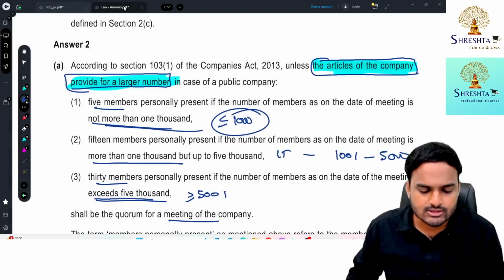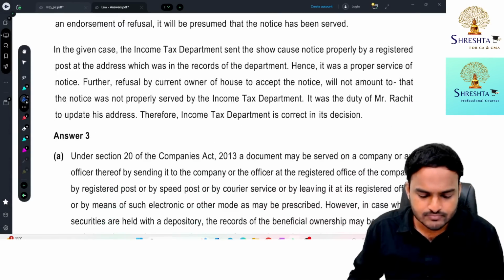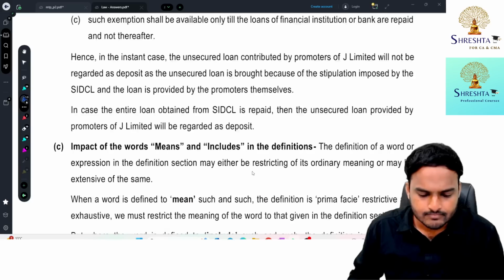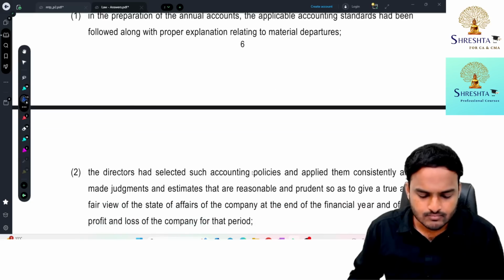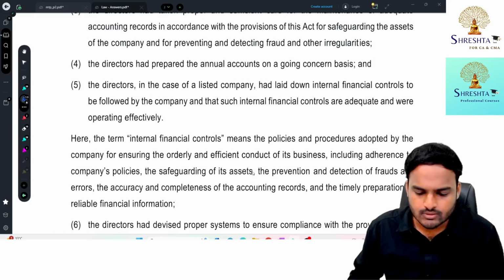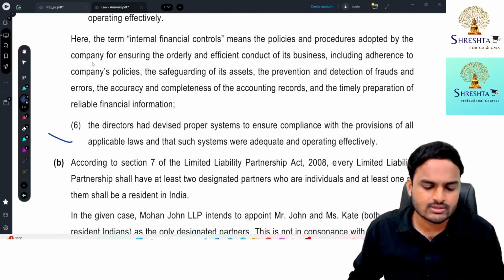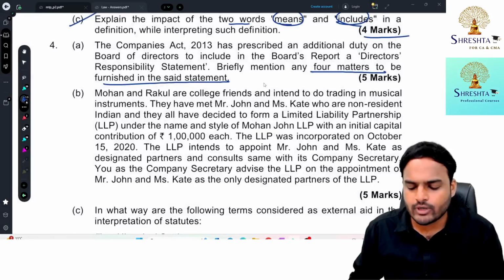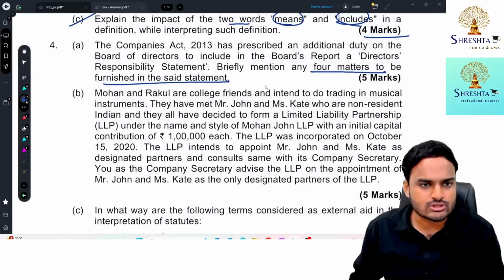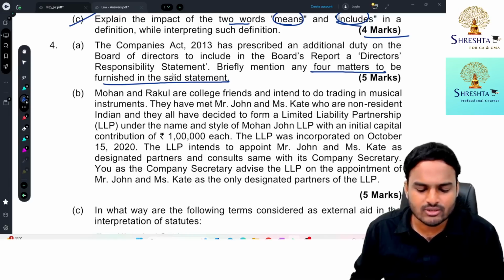So you can see here, this is also direct theory question. Okay, 6 points are there. Out of 6 points, write any 4 points. It's better if you write all the points. Okay, the question is for 5 marks, right? So write all the points.